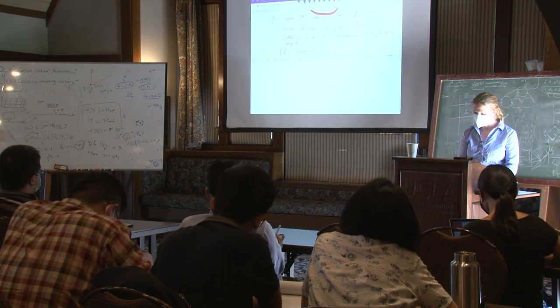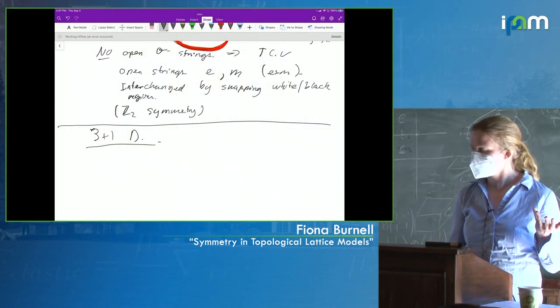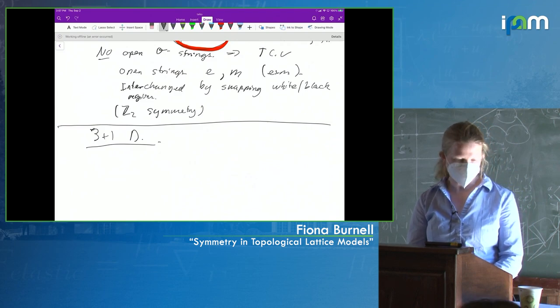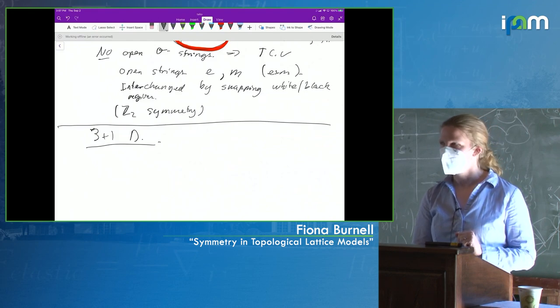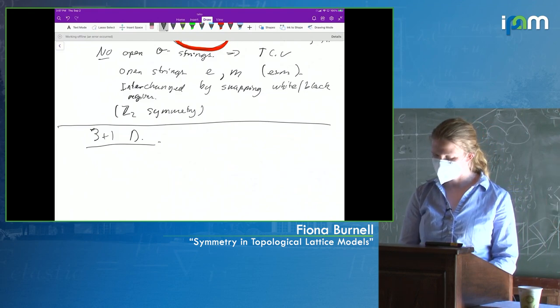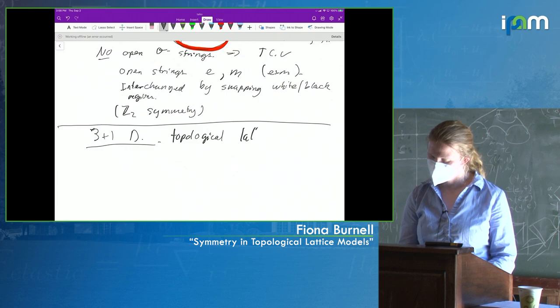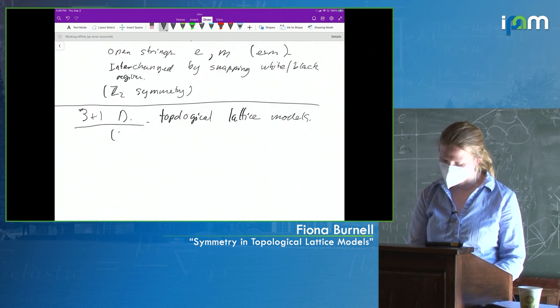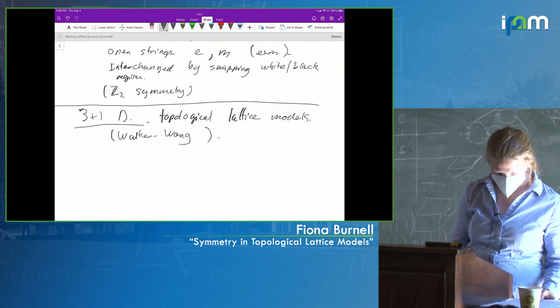what we're gonna do is we're gonna go to 3+1D. Okay? And so our goal is to talk about symmetry in 3+1D, but let me start by telling you about, because I haven't told you yet, how we build lattice models that have something to do with interesting topological orders in 3+1D. Okay, and these are often called Walker-Wang models because they were introduced by Kevin Walker and Zhenghan Wang.